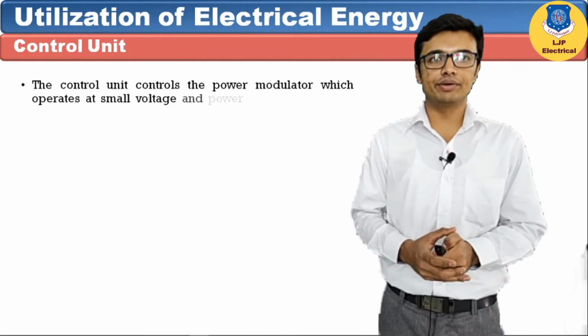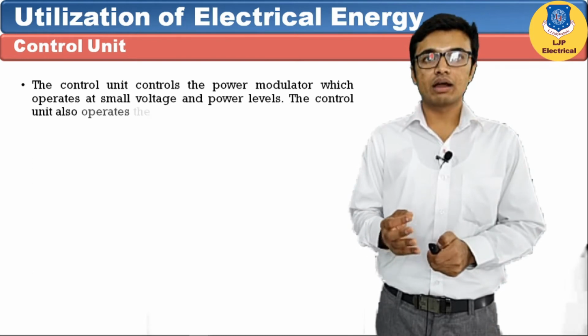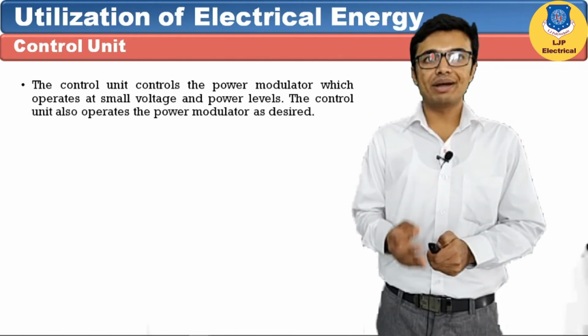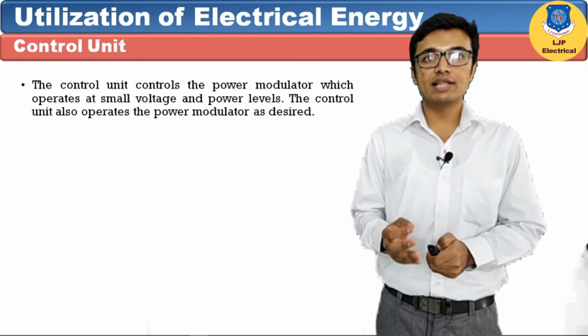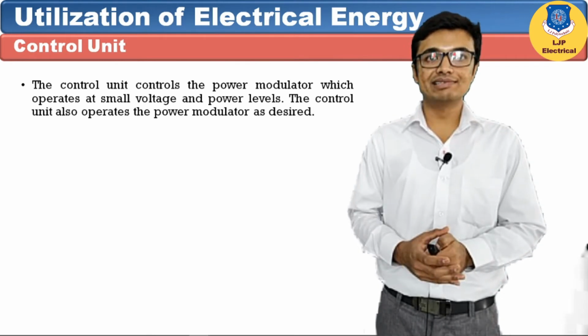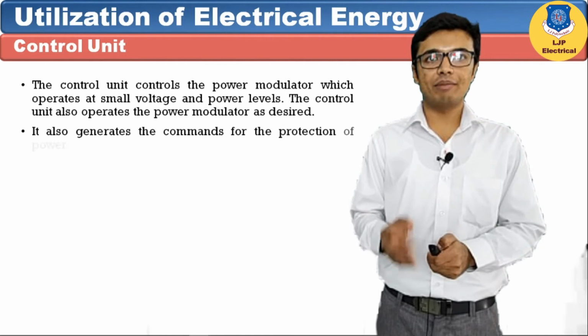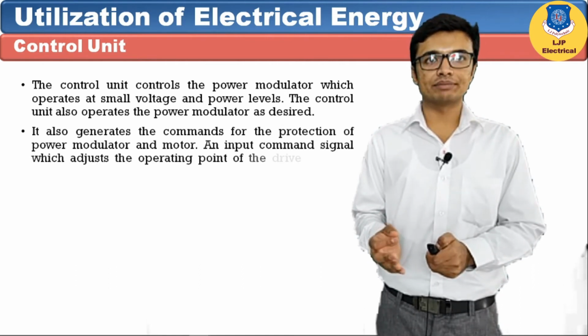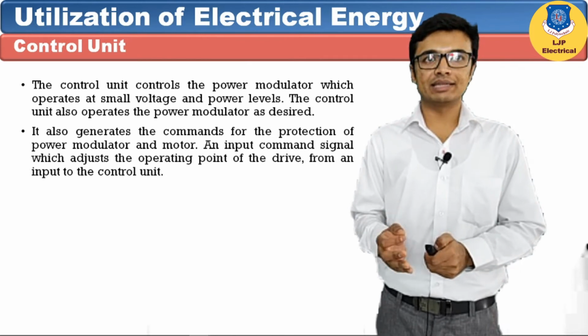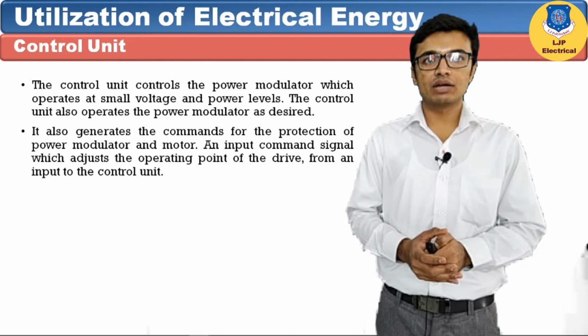Let's see about the control unit. The control unit controls the power modulator, which operates at power levels, while the control unit itself works at a small voltage. The control unit also operates the power modulator as desired. It also generates the commands for the protection of the power modulator and the motor, and an input command signal adjusts the operating point of a drive from an input to the control unit.